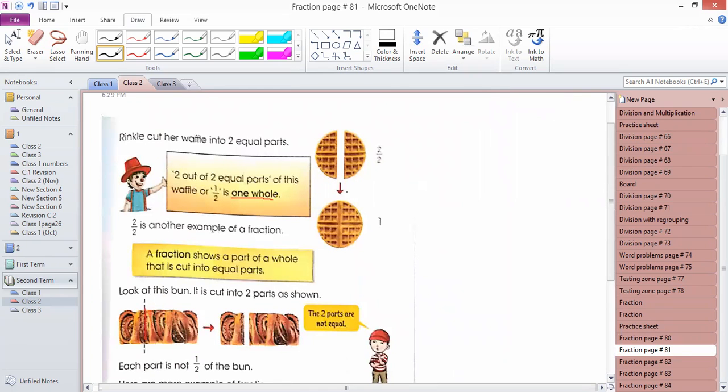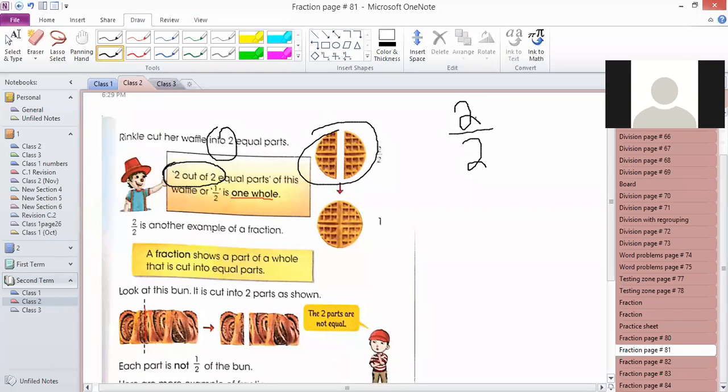Because Wrinkle cut a waffle into 2 equal parts. How many equal parts? 2 equal parts. So if I say that Wrinkle ate 2 parts out of 2 equal parts. She divided a waffle into 2 equal parts, but she ate 2 parts by herself. She did not give any to Bubble. She ate 2 parts alone.